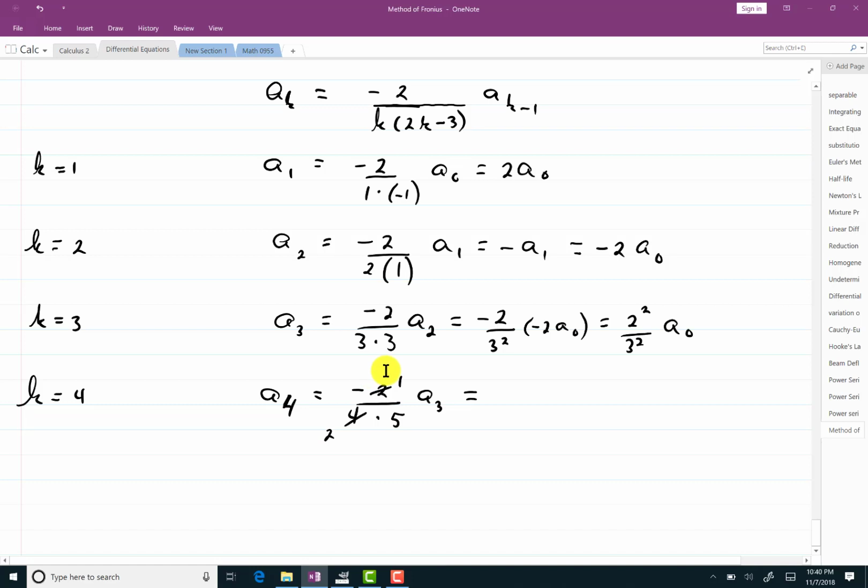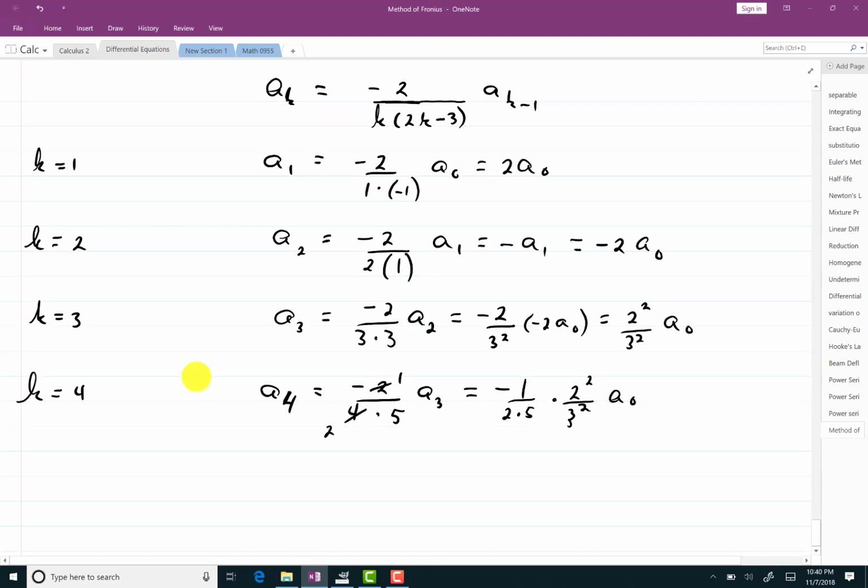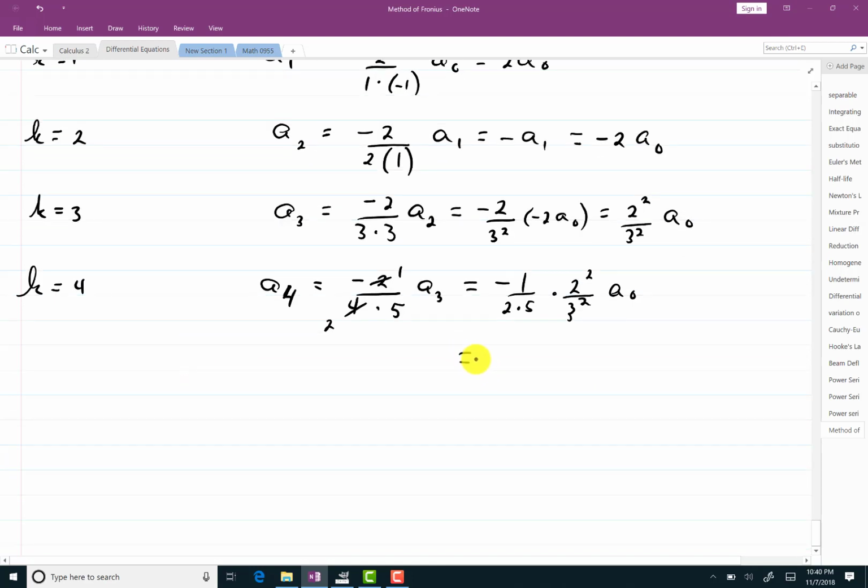So I have negative 1 over 2 times 5. And then a sub 3 had a 2 squared over 3 squared, a sub 0. Let me cancel one of these 2's. And it looks like I get negative 1 over 3 squared times 5, a sub 0, and it goes on and on.